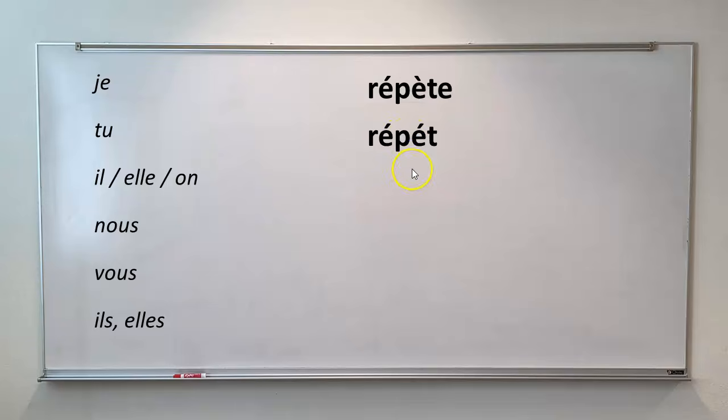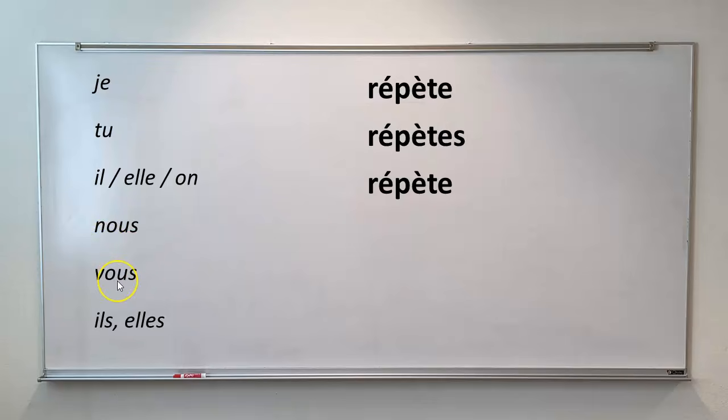Tu. We have our root, or our stem, and we add the ending, the es for tu. And notice the change there. There's the magic happening right there. Okay. Il, elle, on. We have our root, or our stem, and we add the ending, and the spelling change occurs when we add the ending.